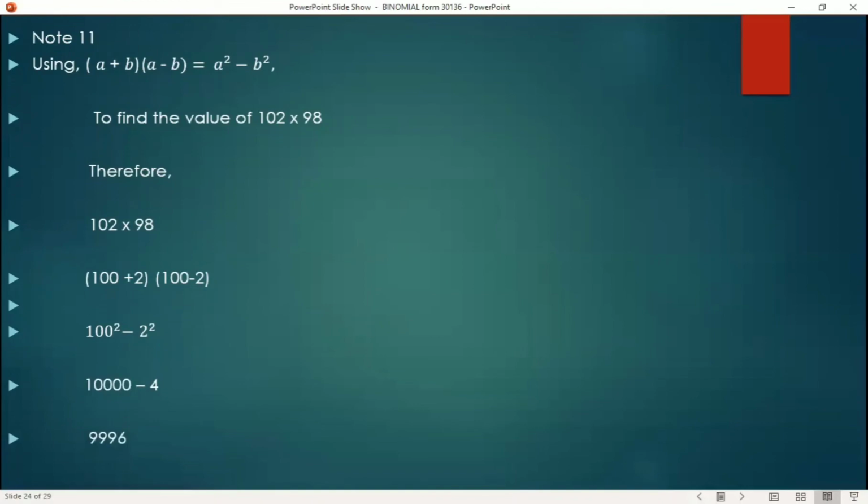9,996. So when you get such a question in the exam, don't panic. You think well, apply the rule of perfect square. (a plus b) multiplied by (a minus b) is a squared minus b squared. 102 multiplied by 98 is 100 plus 2 multiplied by 100 minus 2, which is 100 squared minus 2 squared, 10,000 minus 4, final answer 9,996.